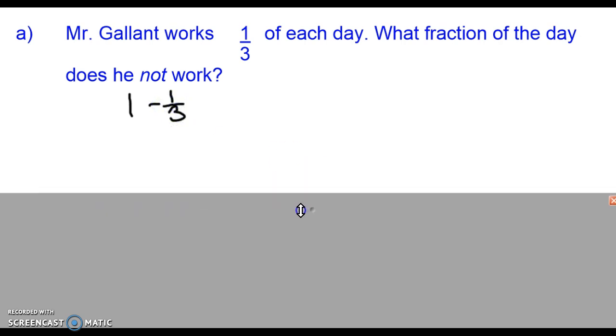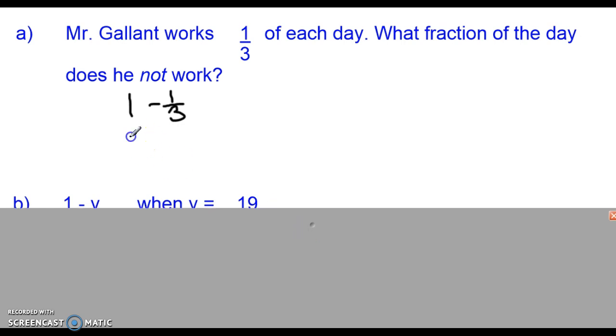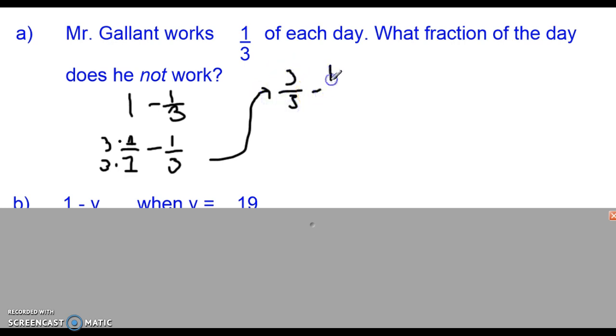So I can write my 1 as 1 over 1. And some of you might see that you could already write it as 3 over 3, but we're going to keep doing this step for now. Then I would multiply each of these by 3 to give me 3 over 3. So 3 over 3 minus 1/3 would give me 2/3.